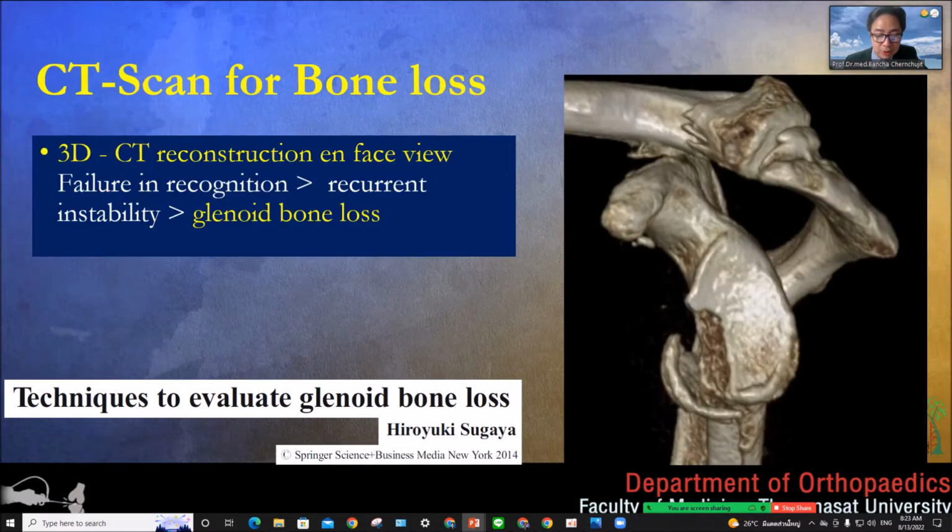For the pre-op CT scan, you need to identify this bone. Always ask the technician to remove the head for the en face view of the glenoid. Always remove the head. You can see the bony Bankart lesion better.